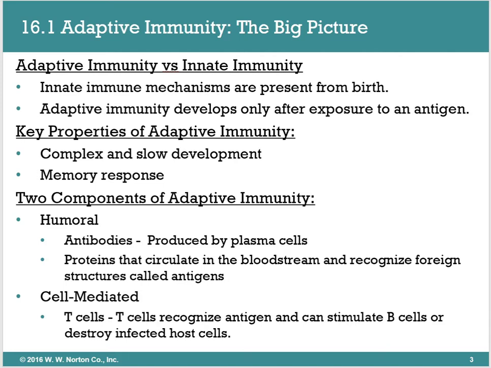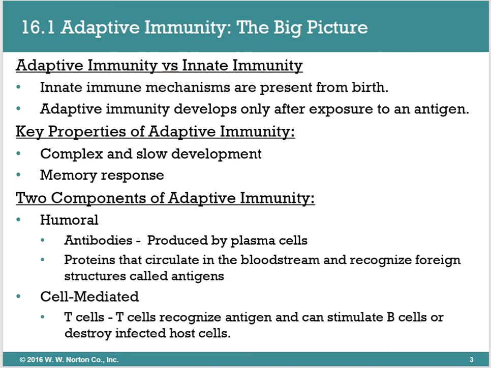And then there are two components that you can break the adaptive immunity into, and that's humoral and cell mediated. We're going to dive into both of these. The humoral has to do with our antibodies. Our antibodies are produced by what is called a plasma cell. We'll go into how we actually get antibodies and the different types of antibodies we have. They are constantly circulating in our bloodstream, and they will recognize foreign structures, which are called antigens. Foreign structures can be anything, but for us, we're primarily going to focus on pathogens.